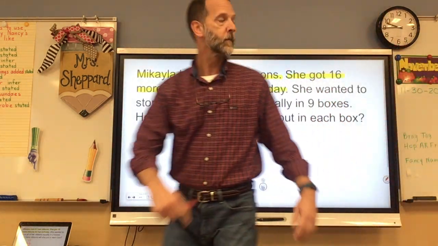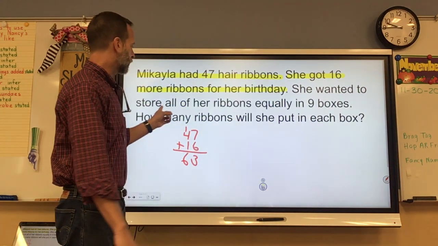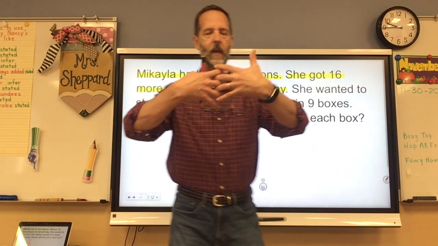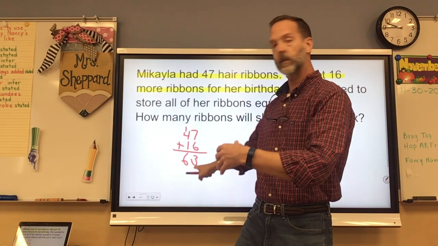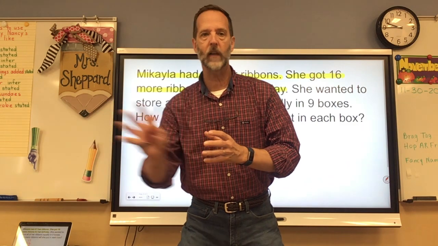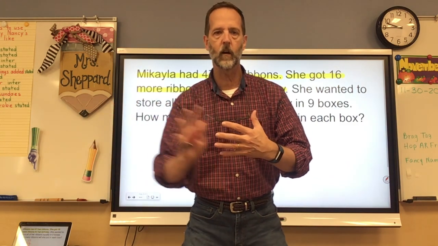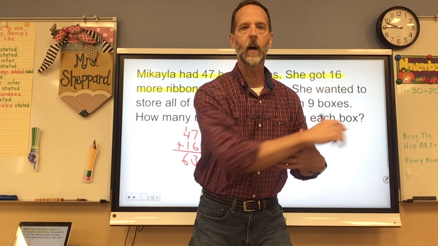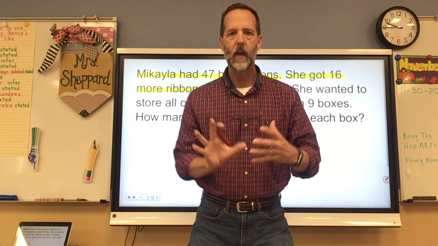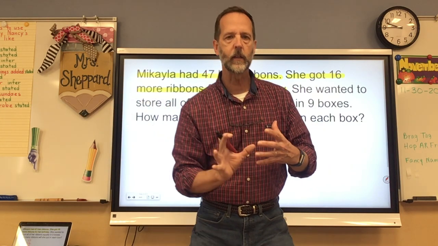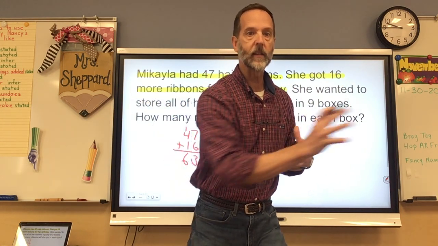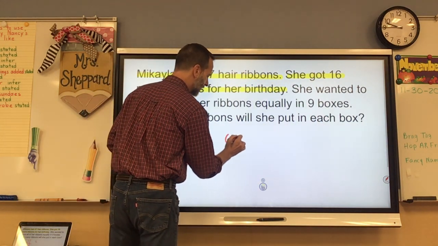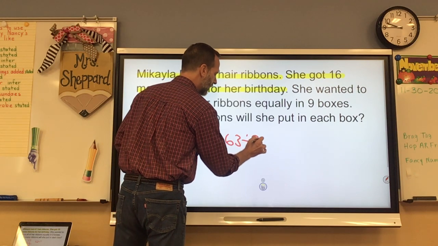Let's continue to read. She wanted to store all of her ribbons equally in 9 boxes. She wanted to take her 63 ribbons and put them in 9 boxes equally. A little bit here, a little bit there, 9 times. What is that when you have a group and you want to put some equally into each group? That's division. Very good. So now I want to do 63 divided by 9.